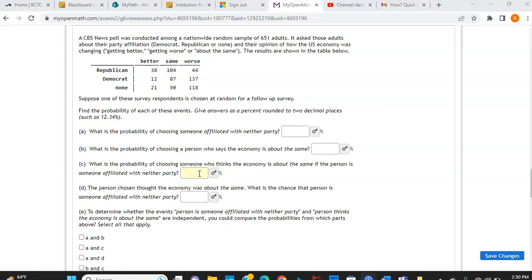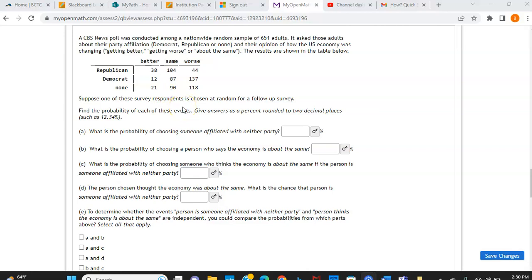Now in D, the person chosen thought the economy was about the same. What is the chance that that person is someone affiliated with neither party? Given that we know they thought the economy was about the same, we want to know the chance that they are affiliated with neither party. So what we have to do first is restrict our sample space to people who thought the economy was about the same. That's the people in this column here, 104 plus 87 plus 90. That is 281. So our sample space size is now 281.